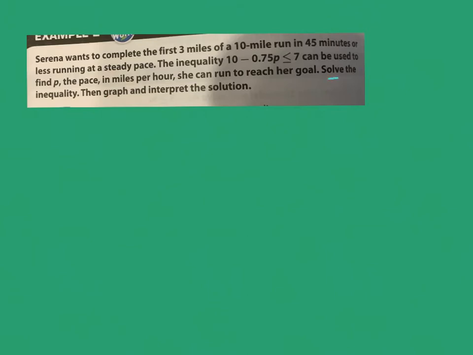Okay, well, they want us to solve the inequality and graph it. We can do that. I just want to point out a couple of things. If we had to translate this one, we're solving for p, so we would say let p equal her pace. That's what we're trying to find out. And we'll circle the information we know. We know she wants to do the first 3 miles of a 10-mile run in 45 minutes or less, running at a steady pace. Okay, let's draw that picture.